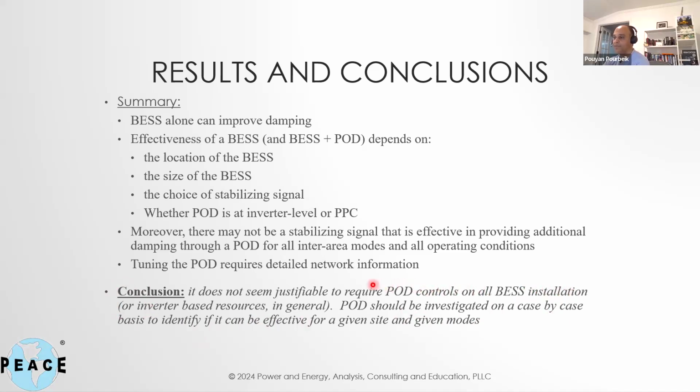And I said this conclusion when we were looking at the previous slide, but really to understand that in the context of BESS, and I think we can generalize this to any IBR, we can't really require POD controls. We have to be able to justify it on a case-by-case basis, depending on all these factors. What's its size? Where is it located? Can I get a stabilizing signal that's effective where I'm at? And then not forget that in many cases, it may just putting it there help to improve.